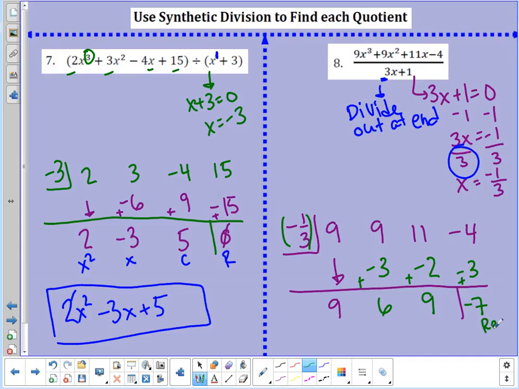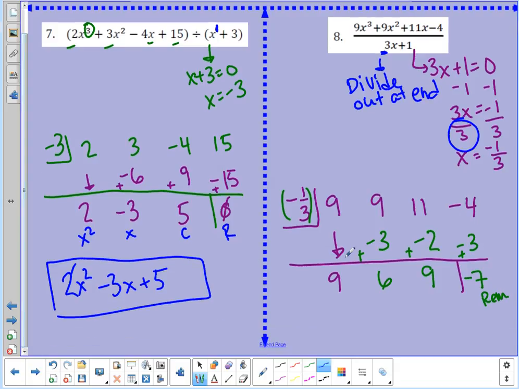So there's your remainder. Now, here is the tricky part. I need to divide this coefficient out of the pieces except for the remainder. Because you're going to write the remainder over the divisor, you don't actually divide it by the 3. But you're not writing these over the divisor anymore. You just have these by themselves. So you need to take that factor of 3 out. Because you took that factor of 3 out of your divisor, you also have to take it out of your quotient. So 9 divided by 3 is 3, 6 divided by 3 is 2, 9 divided by 3 is 3. Your remainder is going to stay the same.